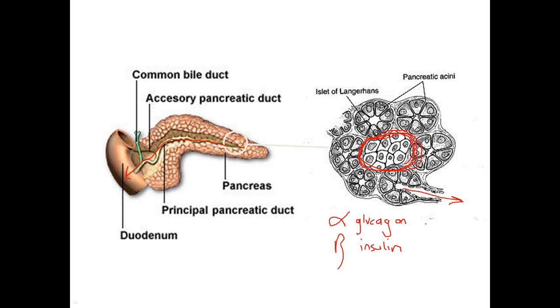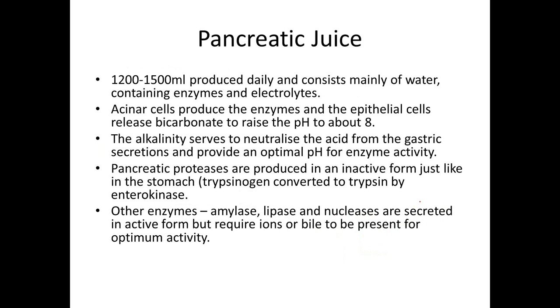Pancreatic juice is very important for digestion. And we produce up to 1.5 liters of pancreatic juice daily. It consists of water, enzymes, and electrolytes. It's produced in the acinar cells, and the epithelial cells in the pancreas release bicarbonate to raise its alkalinity. Now this alkalinity is there to neutralize acid from gastric secretion. And raising this pH is important to trigger enzyme activity, because just like in the stomach, pancreatic enzymes are produced in an inactive form and then activated when they get into the digestive tract. And here, the activation pH is higher than in the stomach. Okay.